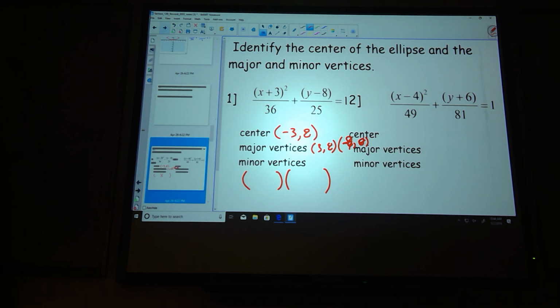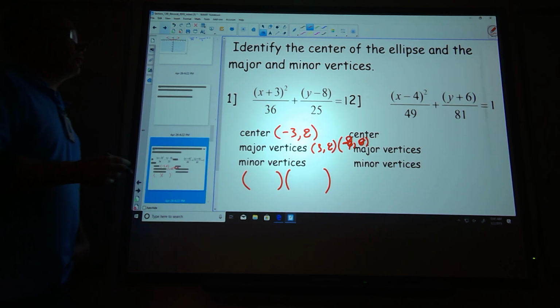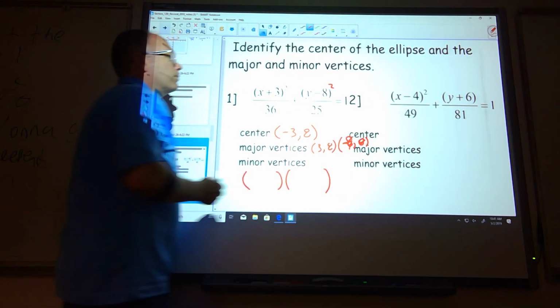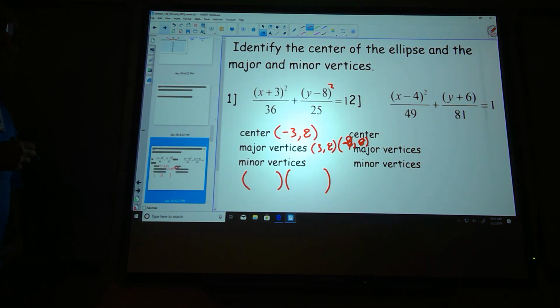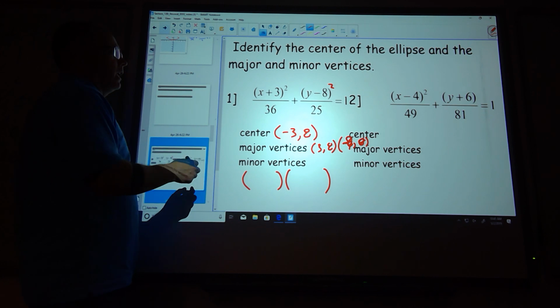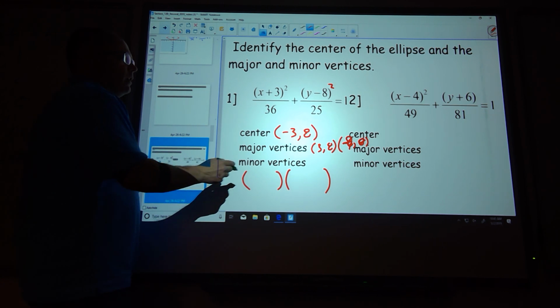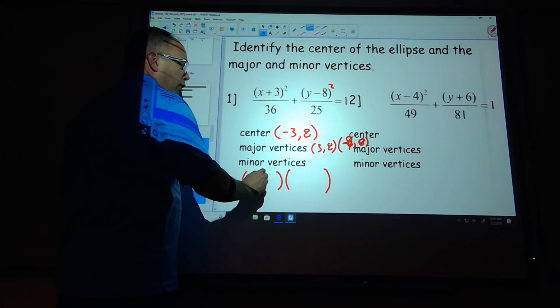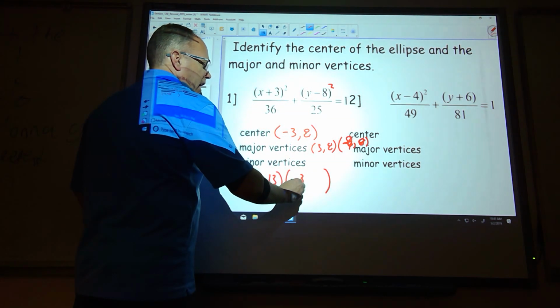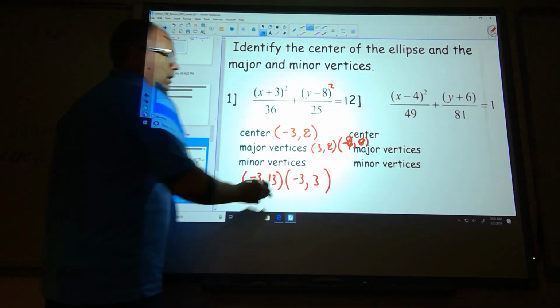I'm going to go how much above the 8? 5. The y isn't squared? Is it supposed to be squared? Yeah, that's what I've been saying. I'm sure it's a misprint. That would have been a parabola. All right, so how much am I going to go above the 8? So I'm going to go to -3, comma 13 and -3, comma 3. That's it.